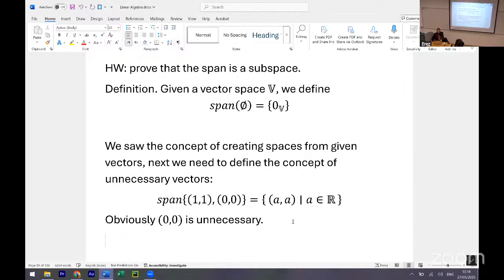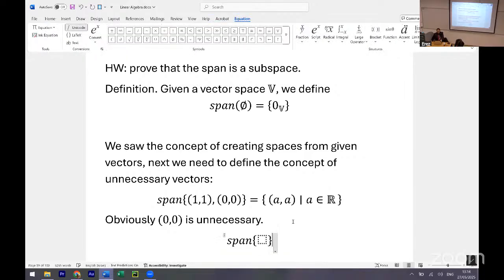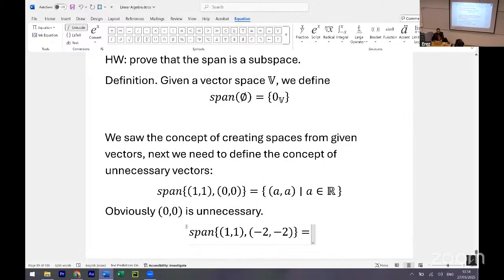What about the span of 1, 1 and -2, -2? What do you think about that? It's also the same one. There's something extra here. We won't actually pinpoint and say this vector is unnecessary. We may do so sometimes, technically, but in general the term will be linear dependence. We'll say there is something extra here, unneeded.